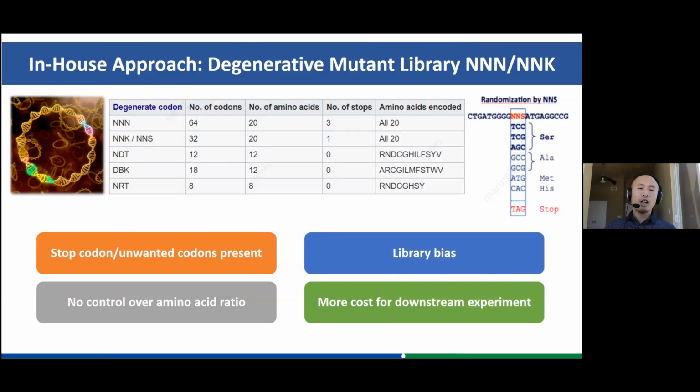Such lower quality libraries would require higher demands for screening, and so it's just going to cost you more downstream. With the unique qualities of our precision mutant libraries, as I presented in the previous slide, we can address and overcome all of these issues.